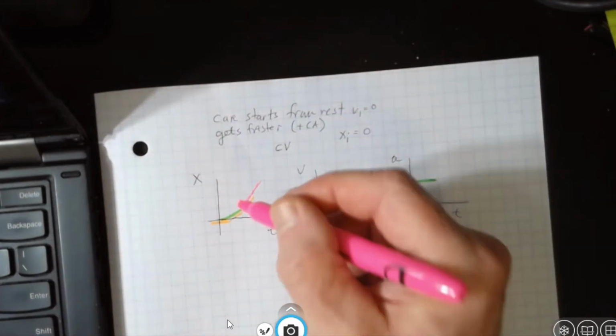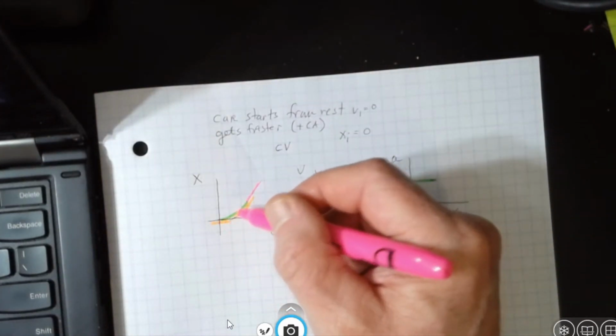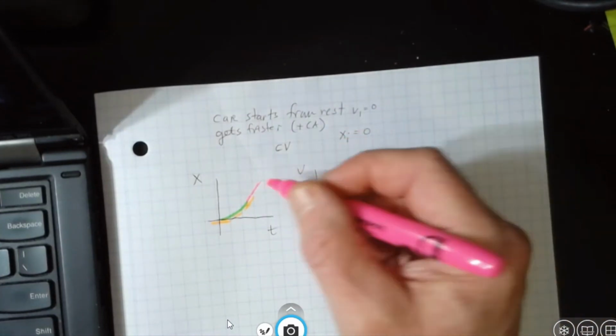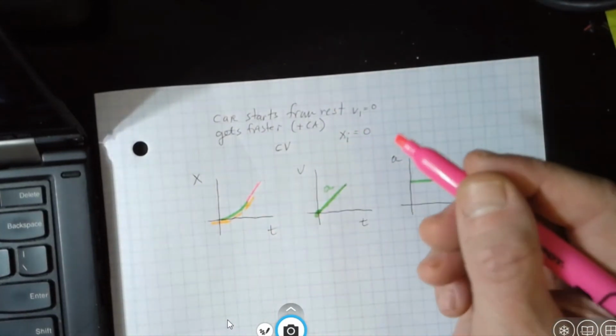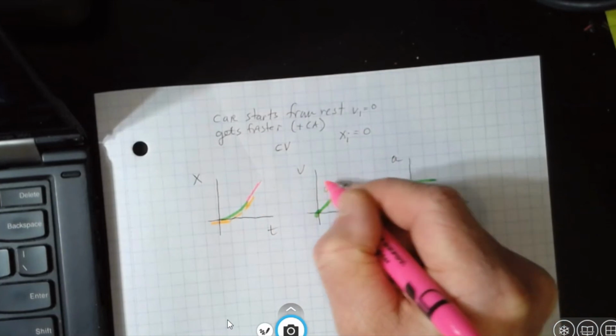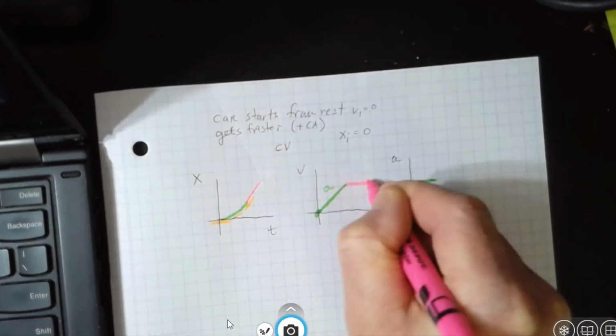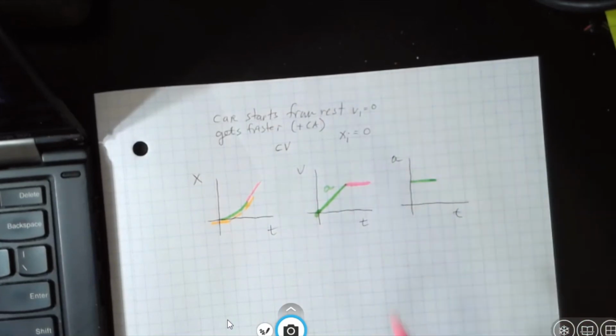Okay, so now we've got really a piecewise function here. We've got getting faster and then staying at a constant velocity. Well, what would that look like with my velocity time graph? Well, because my velocity is not changing, I will now have a horizontal line here.